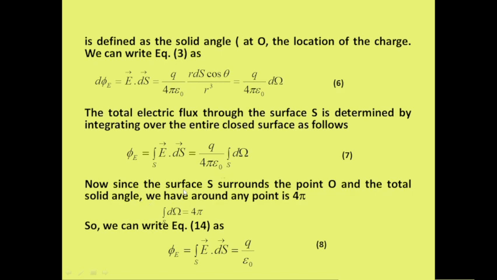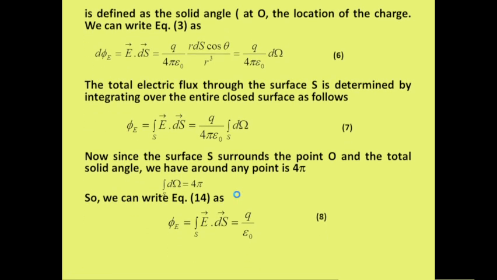Now, since the surface S surrounds the point O, we have the total solid angle. As we know mathematically, integral of d omega is equal to 4 pi. If we substitute this in equation 7, we get the total flux, integral of E dot ds, equal to Q divided by epsilon naught. The 4 pi gets cancelled here.